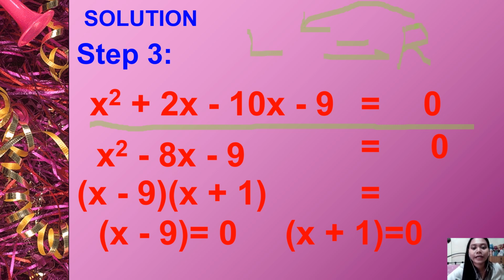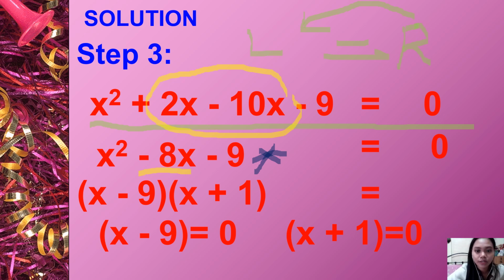Then, isi-simplify natin yung similar terms. Ang similar terms natin ay 2x minus 10x. So, magkakaroon ka ng negative 8x. Now, from here, yung new expression natin, which is x squared minus 8x minus 9, by using the lesson number 5, which is factoring general trinomials with a equals to 1. So, ang factors na ating gagamitin ay x minus 9 at x plus 1.